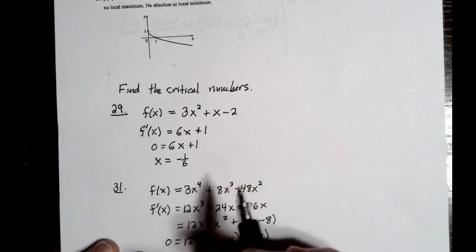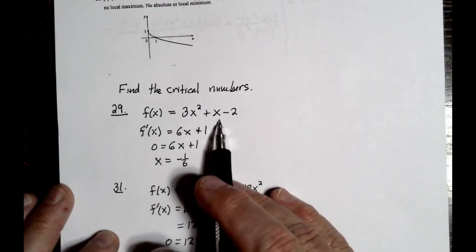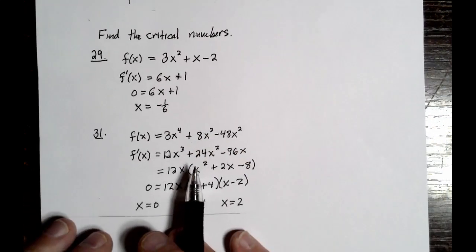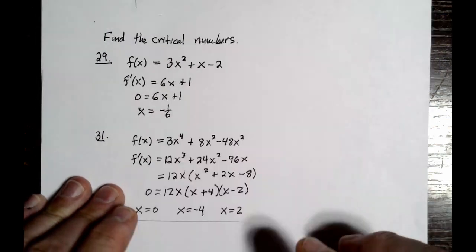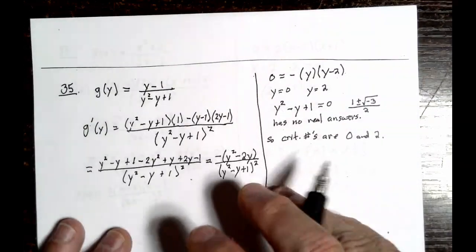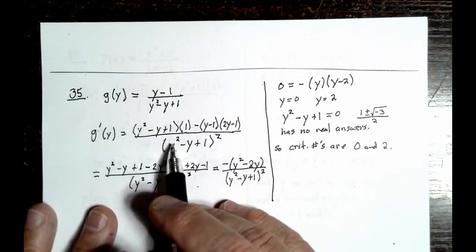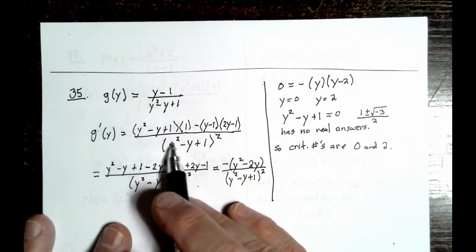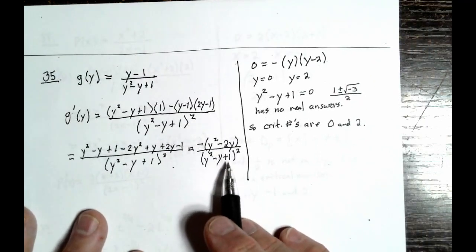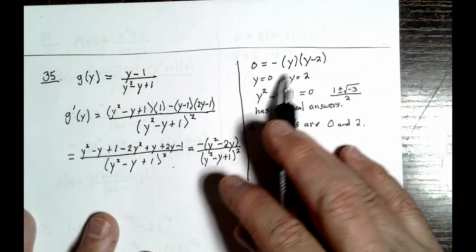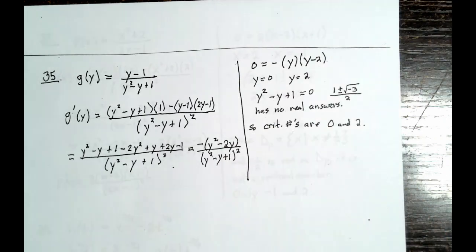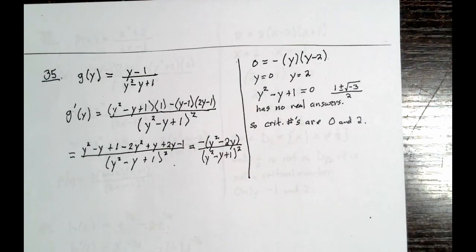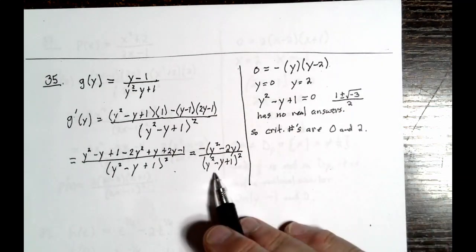Alright, now 29, now they're asking you to find critical numbers, so you take the first derivative and set it equal to 0. Take the first derivative, factor it, set each one equal to 0. You're looking where it's equal to 0 or undefined, so you set your numerator equal to 0, denominator equal to 0 as well. When you take the derivative and simplify this down, you get to here, and if you set the top equal to 0, you get 0 and 2. When you set the bottom equal to 0, you get nothing because it gives you a negative under the square root for the quadratic formula.